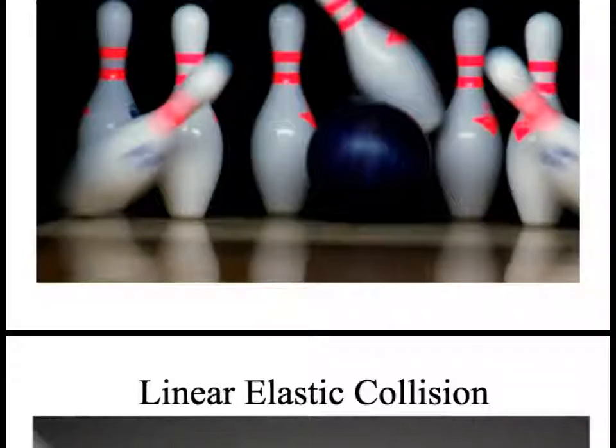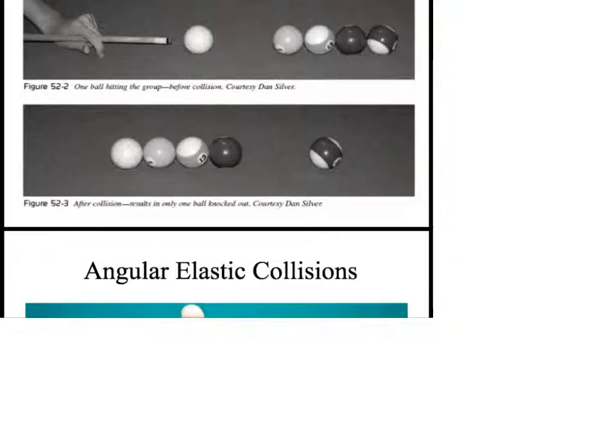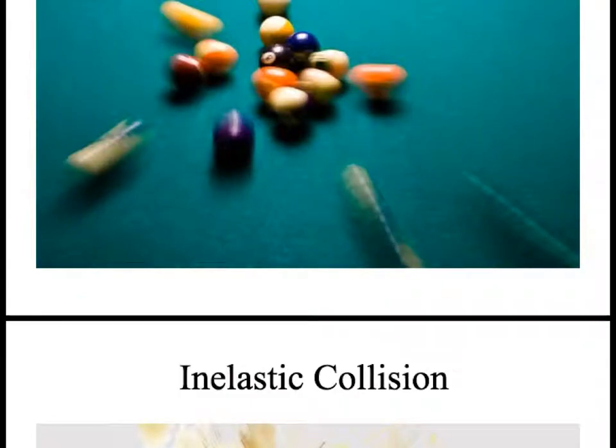Collisions. This would be an elastic collision. The ball is going to hit the pins. The pins will absorb that kinetic energy from the ball and will move. Here's an example. Here's the cue ball. It's going to hit the other balls, and then it's going to in turn cause these other balls to move. That is elastic. An angular collision would be here. If the ball is going to hit these at an angle, it's going to cause these to go off in all kinds of different directions, not just a straight line.